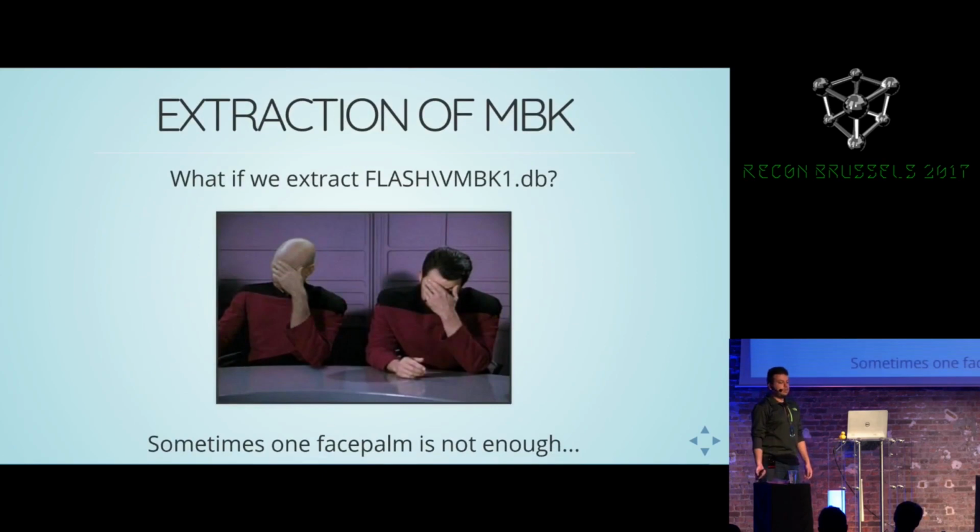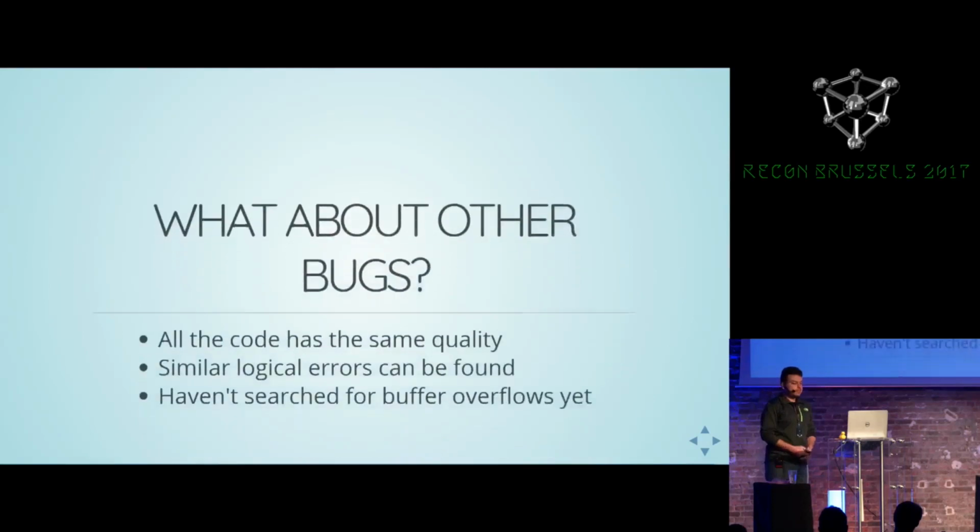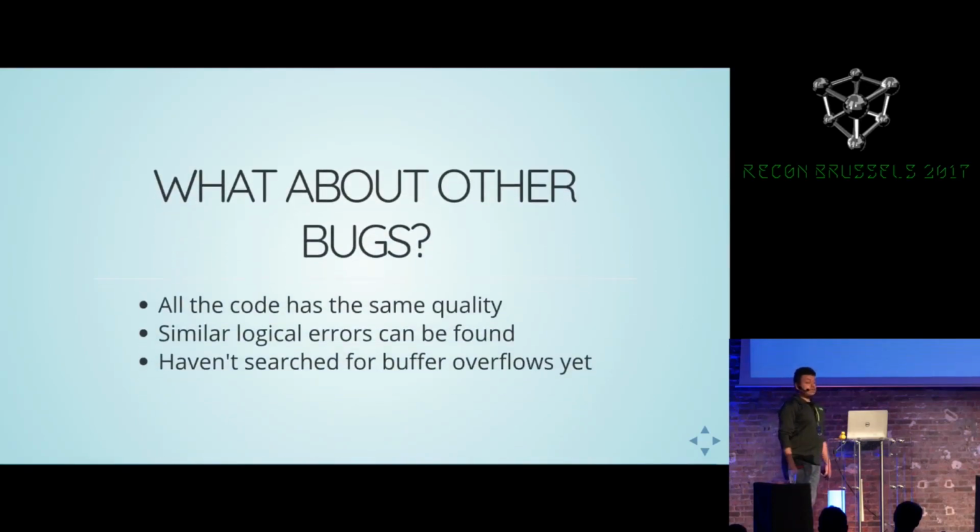So, what if we extract flash/vmbk1.db? Sometimes one facepalm is not enough. You can extract it at any time. What about other bugs?